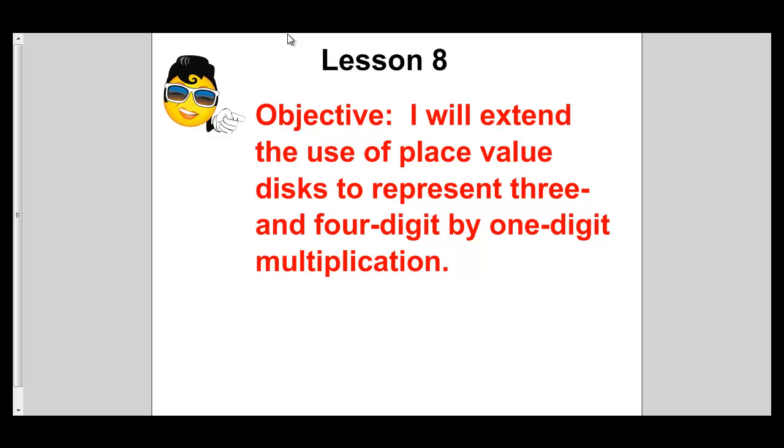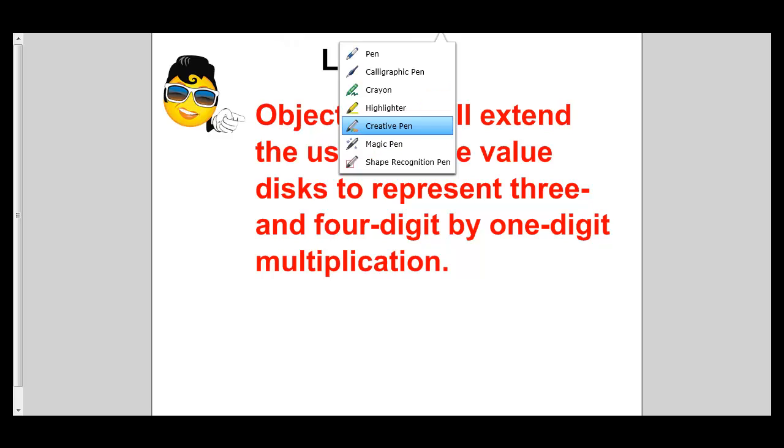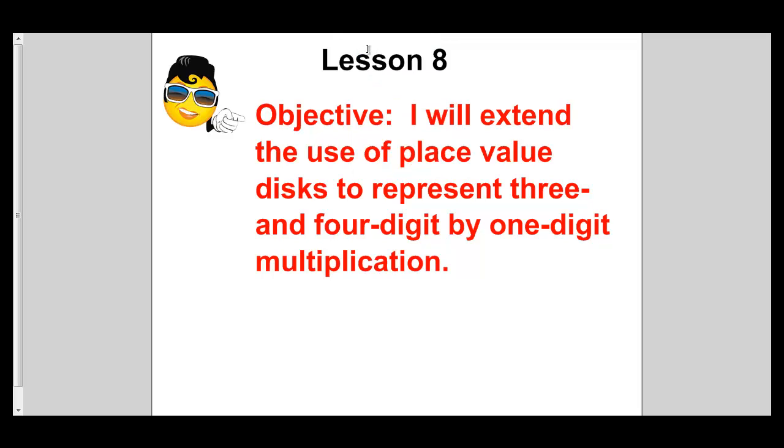Lesson 8, I will extend the use of place value discs to represent 3 and 4 digit by 1 digit multiplication. So we're going to pretty much just continue what we started in Lesson 7, but this time we're going to be multiplying 3 and 4 digits by 1 digit.